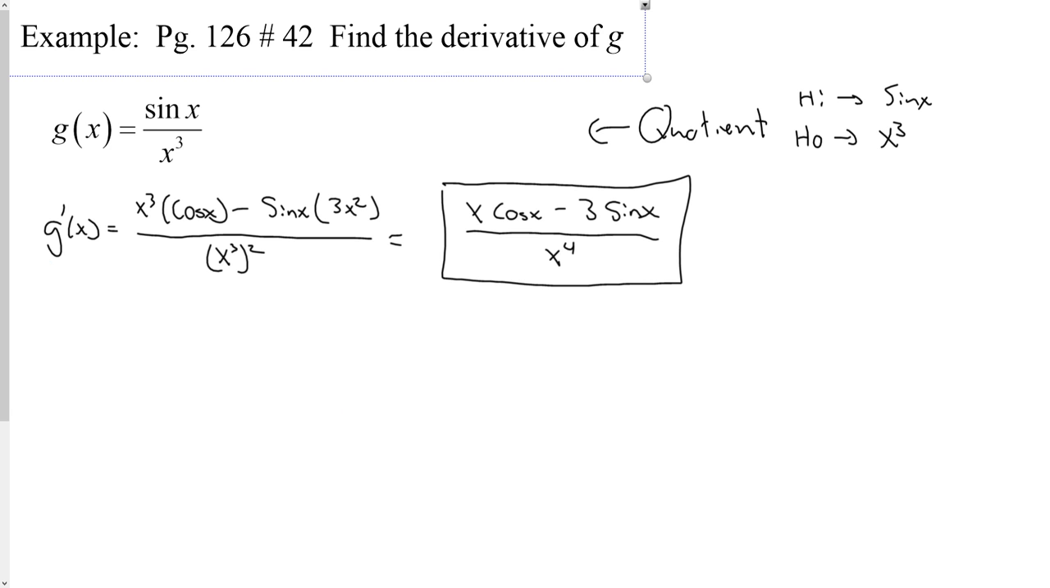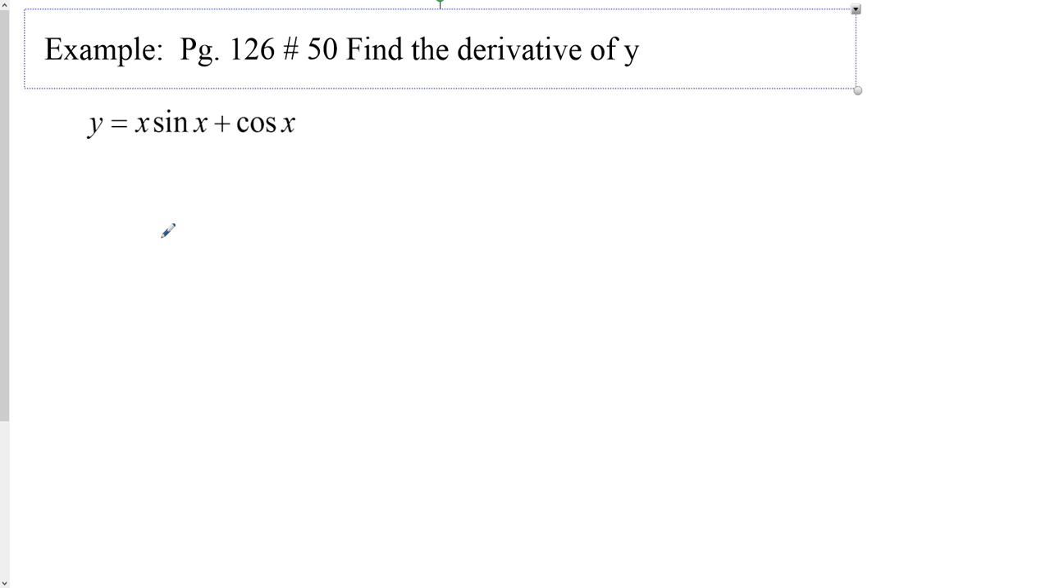Okay, next example. So, find the derivative of y. I look at this thing here, and it looks fairly simple enough. I've got this x sine x, and I have this cosine x. And again, we remember that the derivative of sine x is cosine x, and the derivative of cosine x is negative sine x. But, and this is one that a lot of people forget, especially later on in the year, so we really want to get this down now.